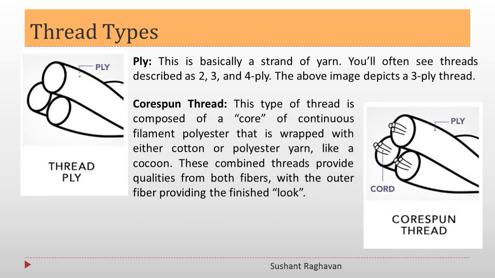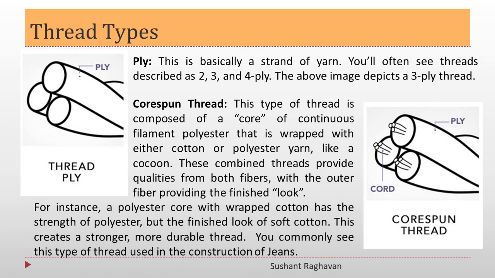Corespun thread. This type of thread is composed of a core of continuous filament polyester that is wrapped with either cotton or polyester yarn like a cocoon. These combined threads provide quality from both fibers, with the outer fiber providing the finished look. For instance, a polyester core with wrapped cotton has the strength of polyester but the finished look of soft cotton. This creates a stronger, more durable thread. You commonly see this type of thread used in the construction of jeans.